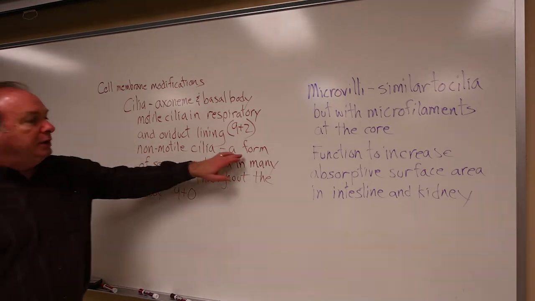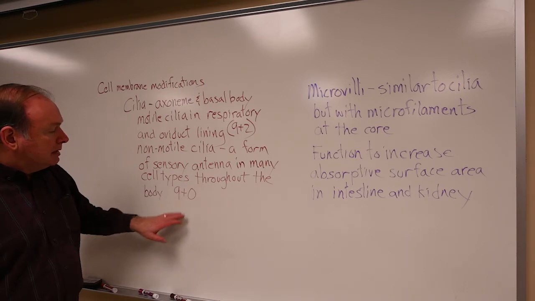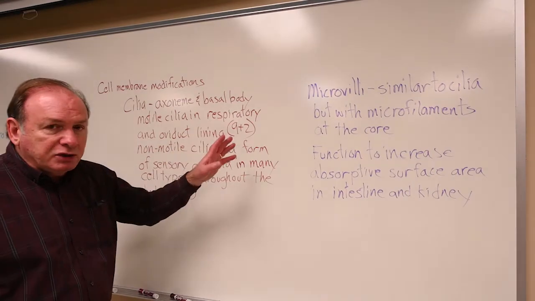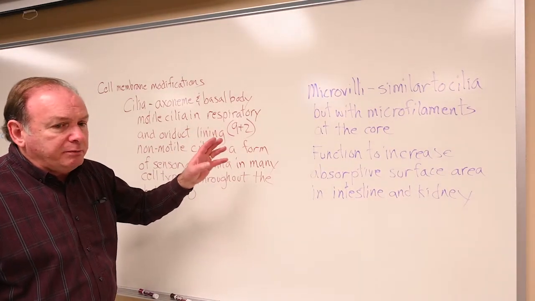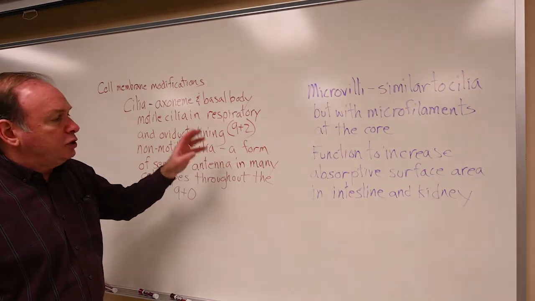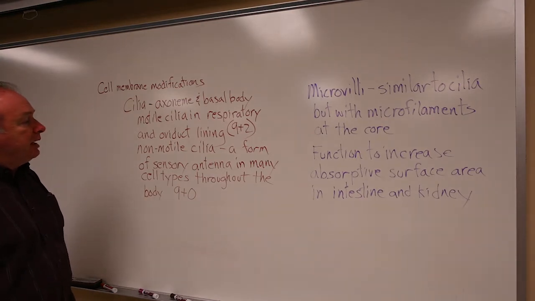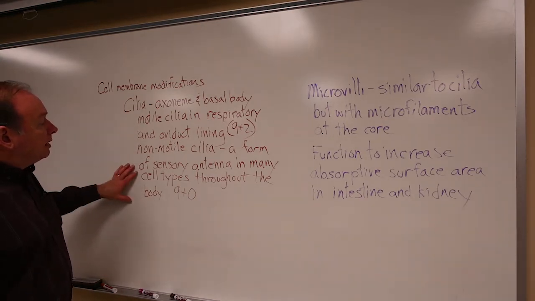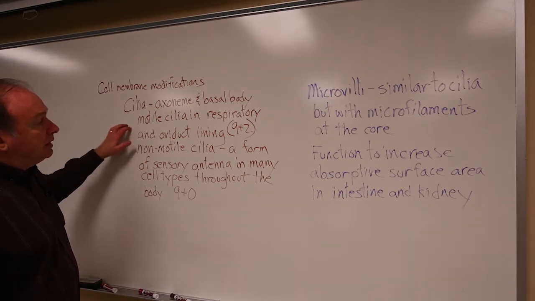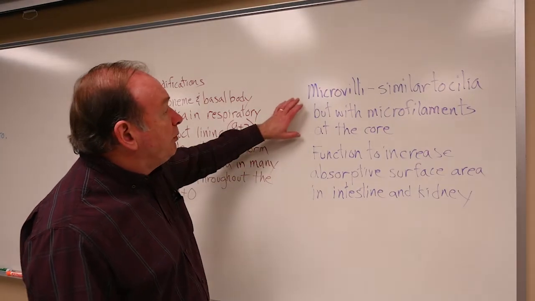Then the non-motile cilia, a form of sensory antenna in many cell types throughout the body. They have the 9 plus 0 arrangement. They're not motile. They're simply an extension of the cell, and they give the cell information about events to the outside, usually motion or movement, displacement on the outside. But anyway, so that conveys information to the cell through non-motile cilia. So those are cilia that have the microtubule arrangements on the inside, that axoneme.